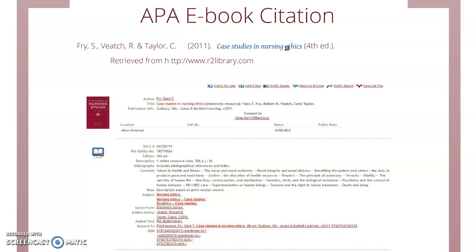The main exception to this is if you have a subtitle, which we'll talk about when we talk about journal articles, or if you have a proper noun, somebody's name. What you'll probably notice, and this is probably going to be very similar to your textbook, is that we have an edition listed.